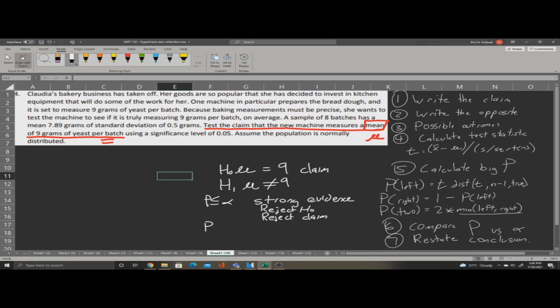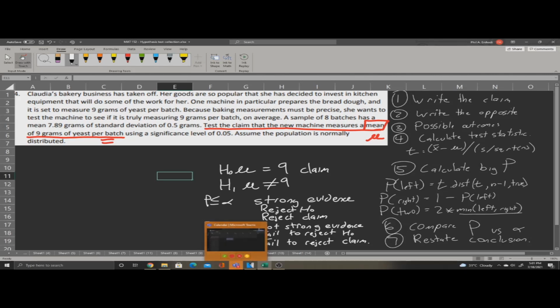Now, if big P is greater than alpha, we have evidence that is not strong. In that case, we fail to reject the null. And in that case, we would have to box it in and keep it. And in that case, we have also failed to reject the claim. With that in mind, let's calculate our test statistic.